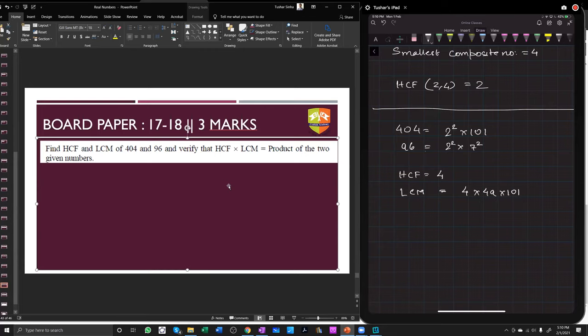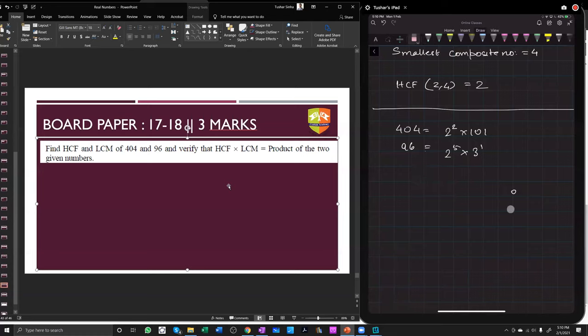Aniket Gupta, what happened? 404, right? What is the problem? Sir, 96. It's 2 to the power 5 into 3. I thought 98, that is why I did not understand. 2 to the power 5 into 33. Correct. Good. Thanks. So the whole situation has changed.